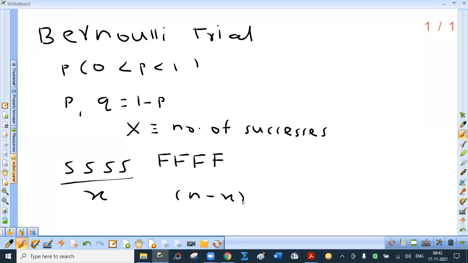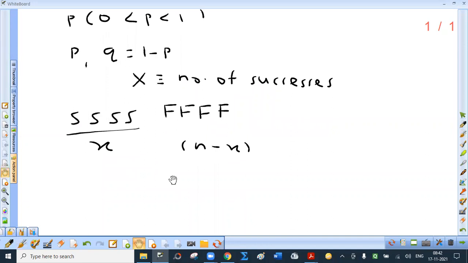Now, probability of success is p. How many successes? X. So what is the probability? P raised to X. How many failures? N minus X. Probability of failure is F, so F means Q rather. So it will be Q raised to n minus X.